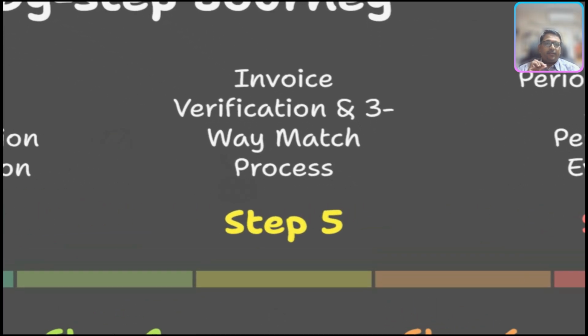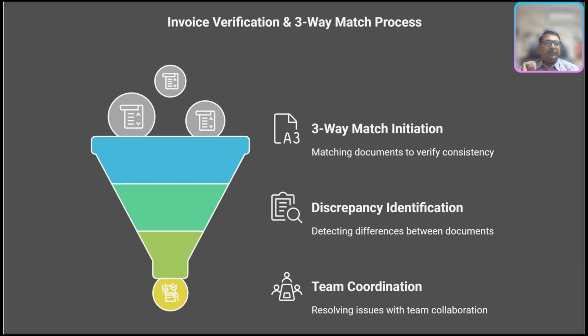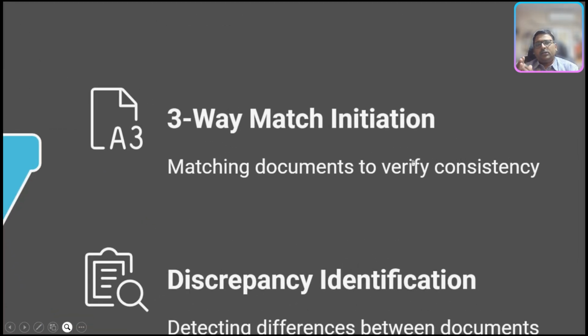The next step is the invoice verification and three-way match. When we say three-way match, what are those documents that we are referring to? We are referring to the purchase order, GRN, and invoice. These three documents have to match for both quantity and price.